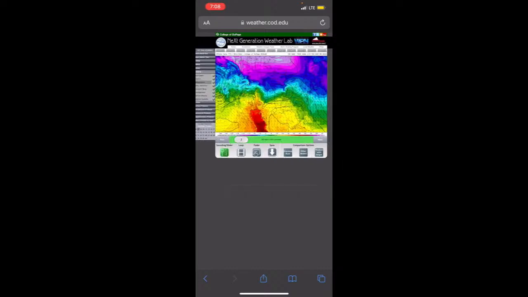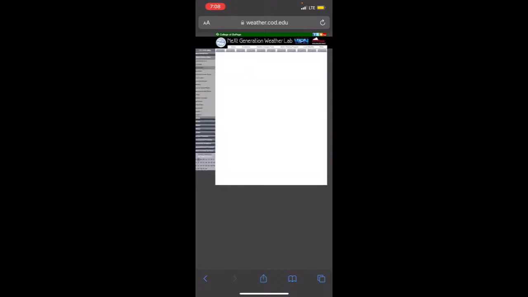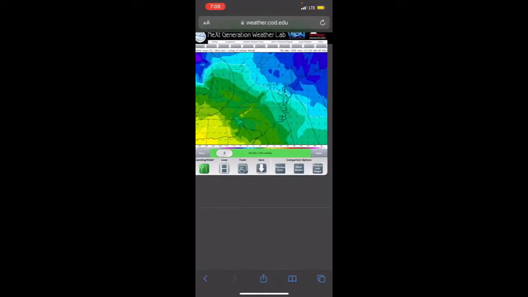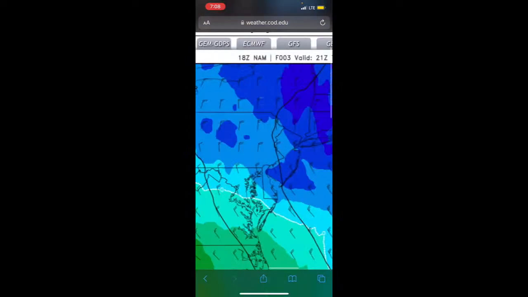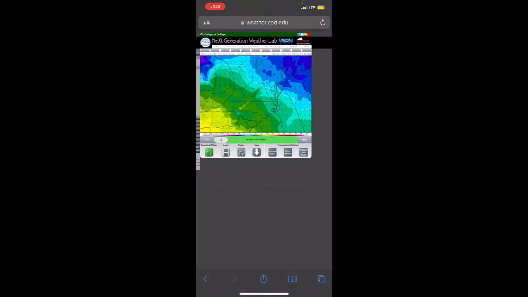All right, so here we are looking at the NAM. Let's look at the Mid-Atlantic and Northeast, which is showing the Mid-Atlantic area up to Boston. Here's Boston here. Here's New York City. Looking at surface temperature, it's cold right now.